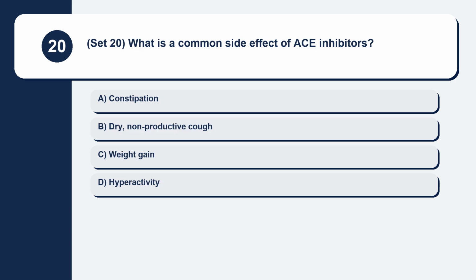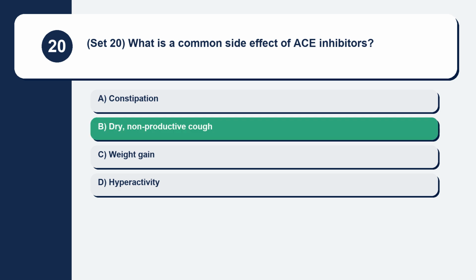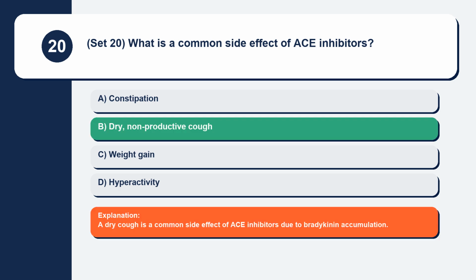Question 20. Set 20. What is a common side effect of ACE inhibitors? Constipation, dry, non-productive cough, weight gain, hyperactivity. A dry cough is a common side effect of ACE inhibitors due to bradykinin accumulation.